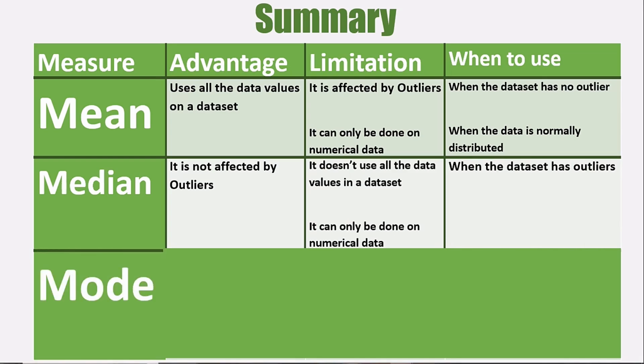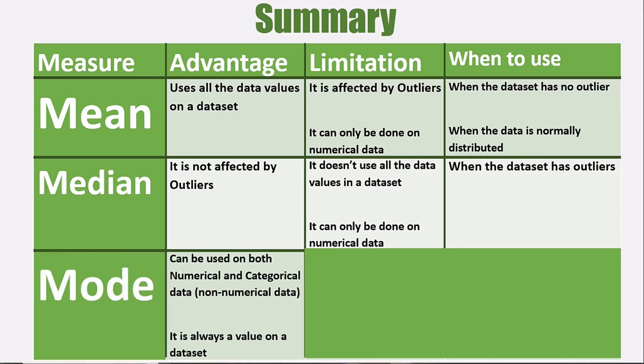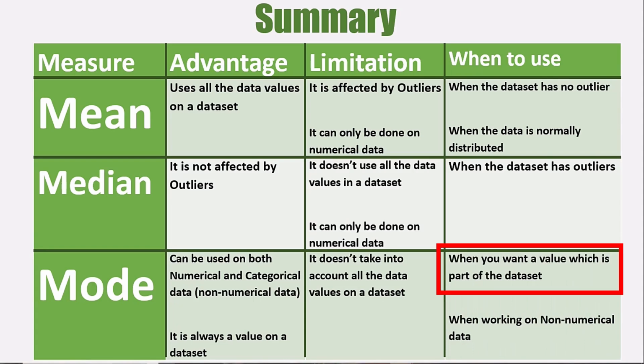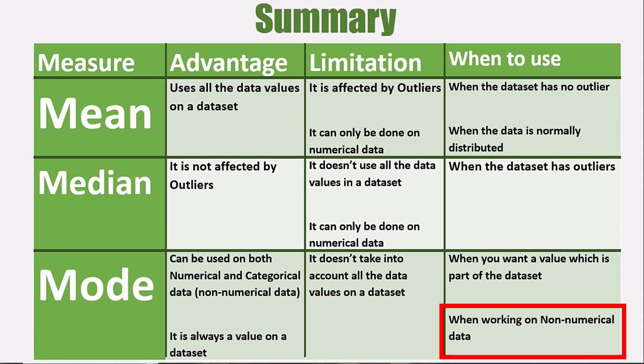Now let's get to the mode. The biggest advantage of the mode is that it can be used on both numerical and categorical data, that's non-numerical data. And also it always gives us a value which is part of the data set. That's another big plus for the mode. Now, the limitation of the mode is that it doesn't use the entire data points in your data set. And you should use the mode when you want a value which is part of your data set to represent your data points, or when you're working on non-numerical data.